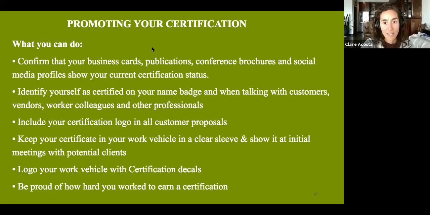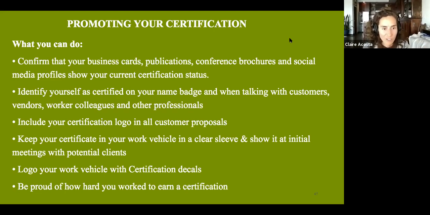These are the same slides that we had at the very first class, but just as a reminder, once you have your certification, you can identify yourself in any kind of publications you have, or social media profiles, or business cards. You can identify yourself as a certified California native plant landscaper, and on your name badge, all that stuff. You can promote that you are certified. You can have the certification logo in any of your customer proposals, or any of your communications that you have.